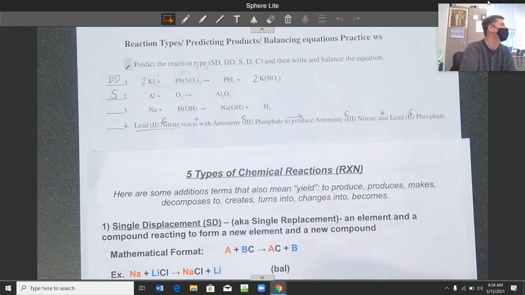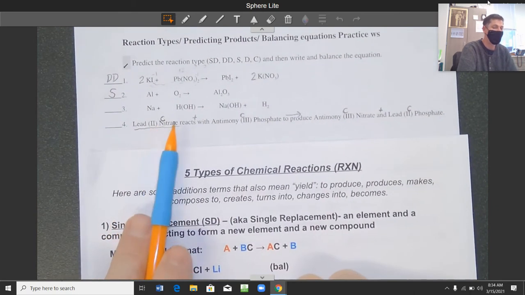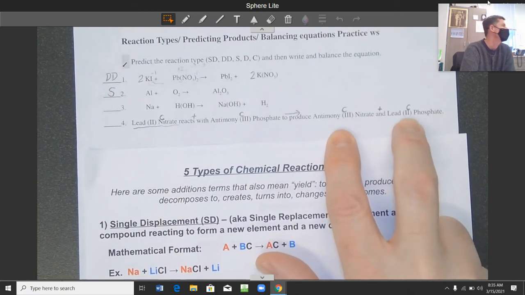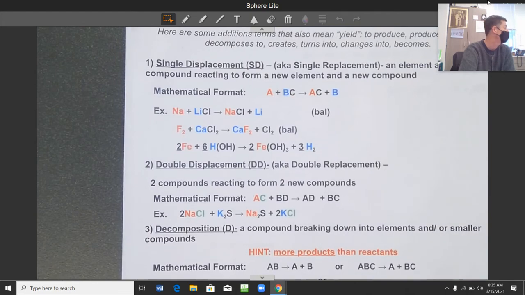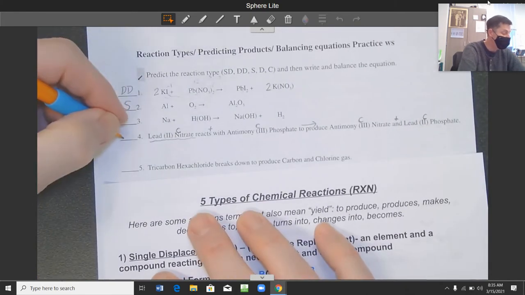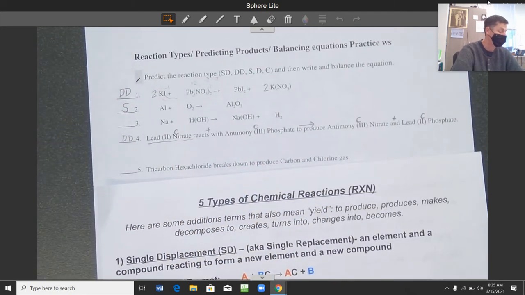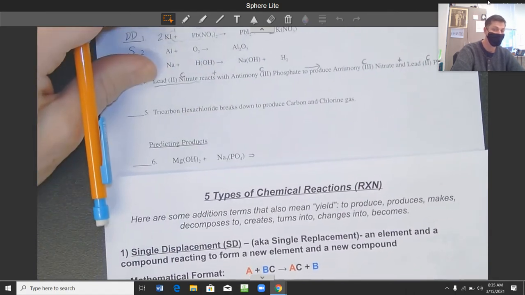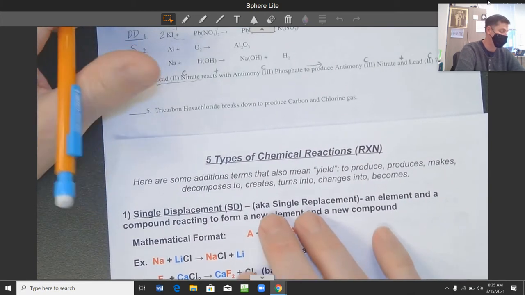Can you tell me what reaction type that is? I have a compound plus a compound, and I make 2 different compounds. Double displacement. Does that make sense? Does that follow the format that we saw on this? Yeah. So you didn't even have to do anything on finding names and formulas. Some of them are actually even easier.